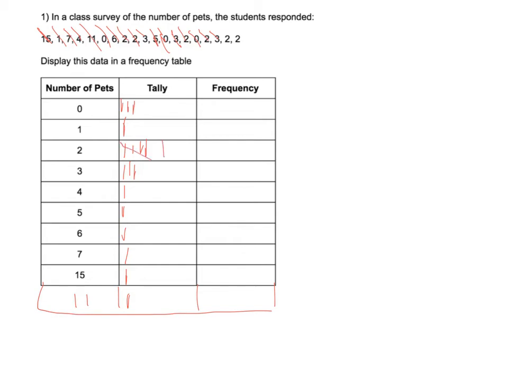Okay. Now to complete the frequency, the frequency means how many we see, how many of each data response we see. So the number of students that responded that they have no pets is 3, so in frequency we're going to write 3. There's one student who said that they have only 1 pet, so we'll say 1. There are 6 students who said they have 2 pets, 3 students who said they have 3 pets, 1 student who said 4, 1 who said 5, 1 that said 6, 1 that said 7, 1 that said 15, and 1 that said 11.